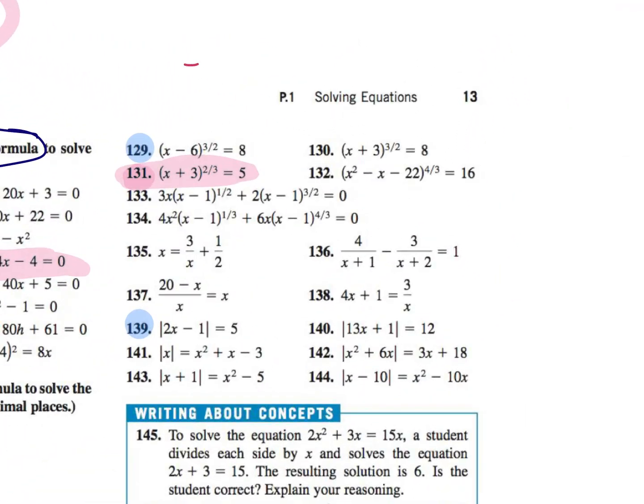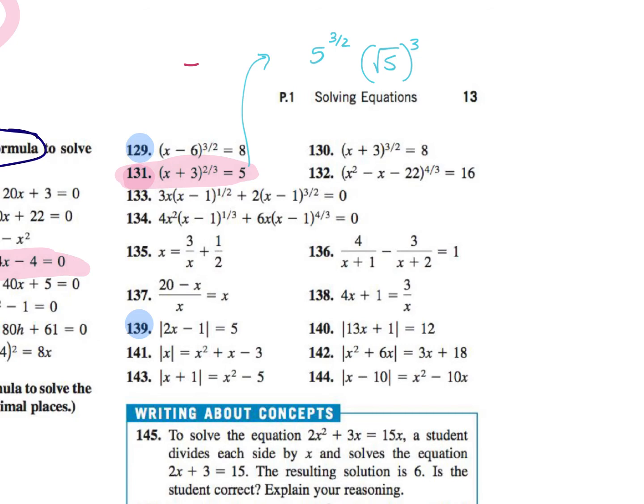And then 131, you're raised to the 2/3. So to get rid of it, you're going to square root and then raise to the 3rd power. So you raise it to the reciprocal function, okay? Because you are square rooting it, so this would be 5 to the 3/2. It would be the square root of 5 and then cubed, okay?